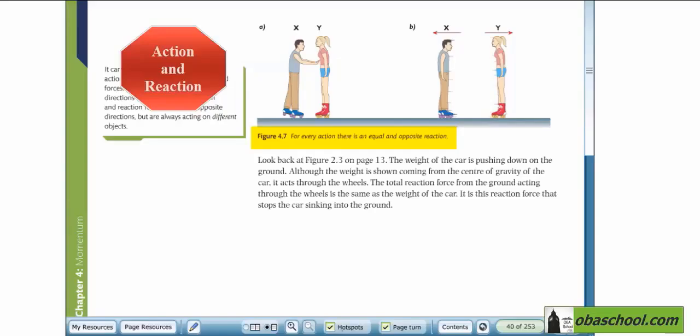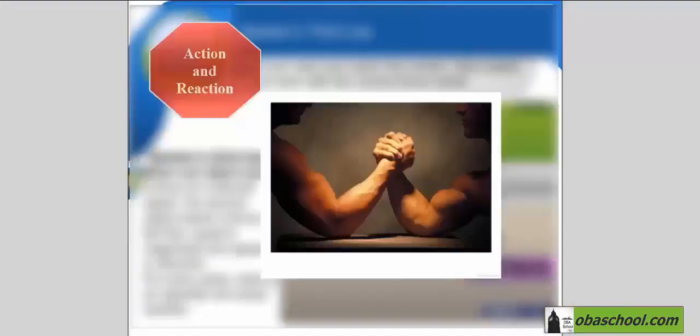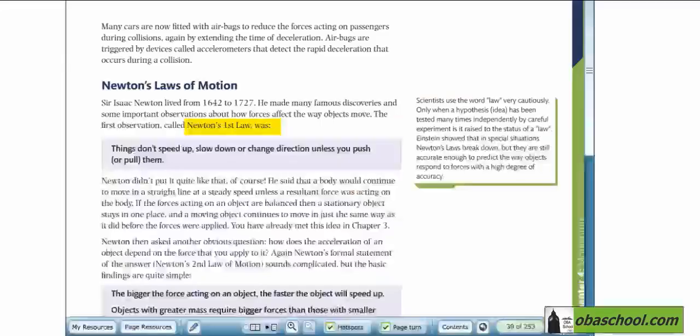Let's say there are two people, X and Y, roller skating. If X pushes Y, then X will also be pushed back.